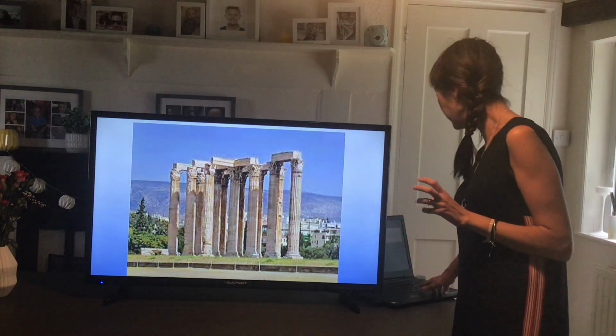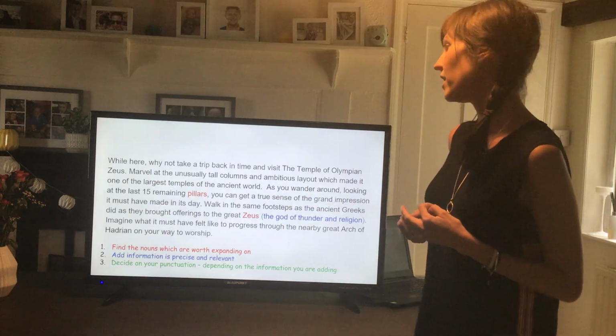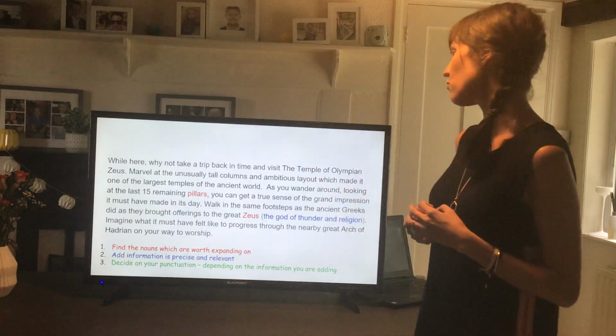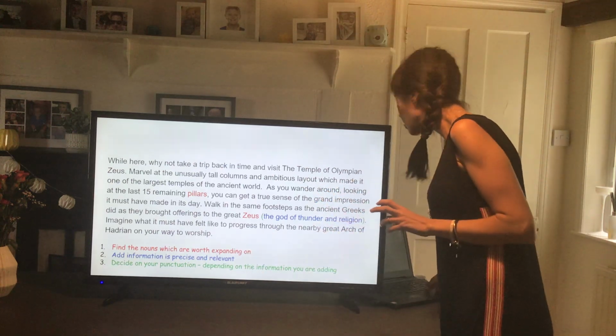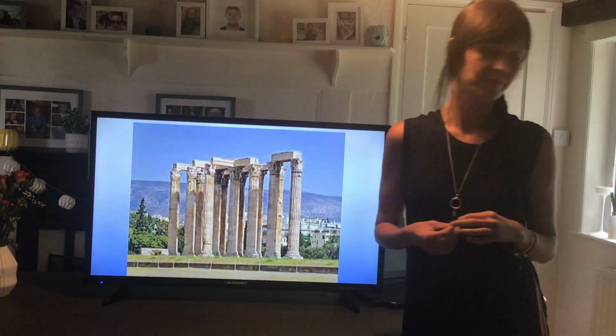So this is what they look like. We'll just read before it. As you wander around looking at the last 15 remaining pillars, you can get a true sense of the grand impression it must have made in its day. Okay, so using the image, can you now expand on the pillars? Pause your video.